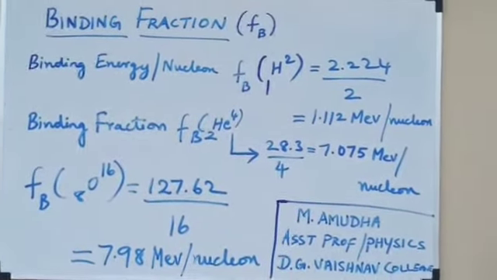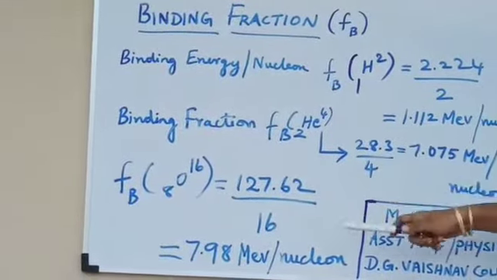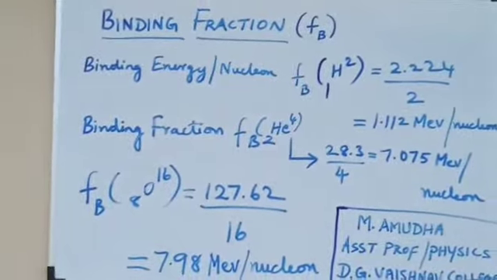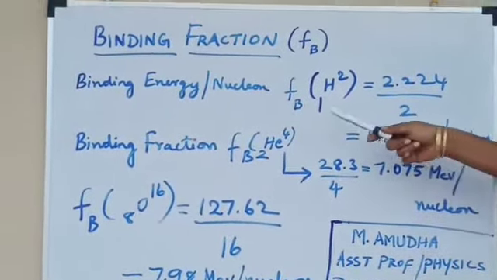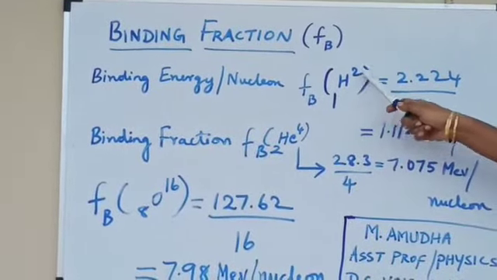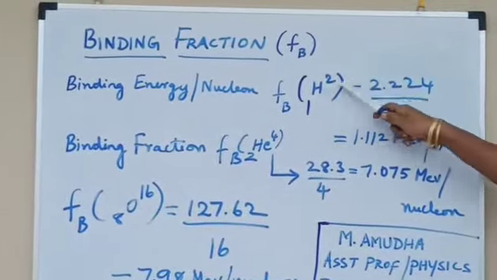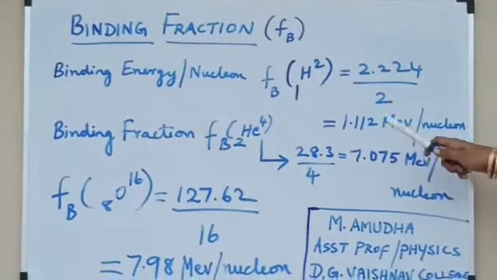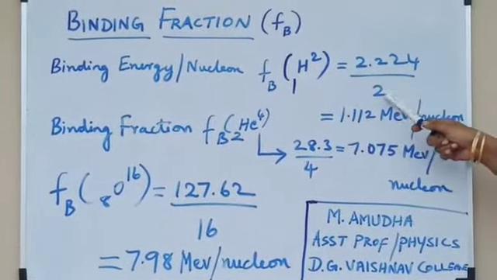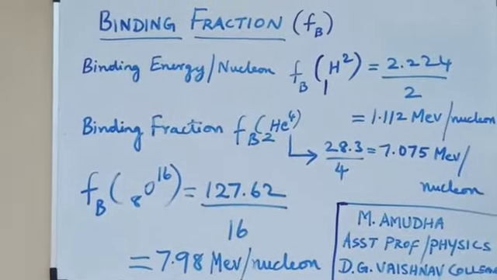Welcome to Simple Physics. Now we are going to calculate the binding fraction for different elements. Binding fraction is nothing but binding energy per nucleon, usually represented by F suffix B. The binding fraction of the deuteron nucleus is equal to the binding energy divided by the total number of nucleons. Deuteron has 2 nucleons, so we divide the binding energy by 2. The final value is 1.112 million electron volt per nucleon.